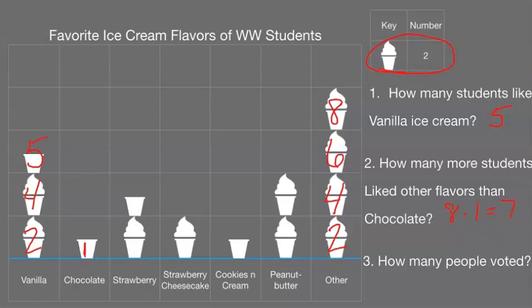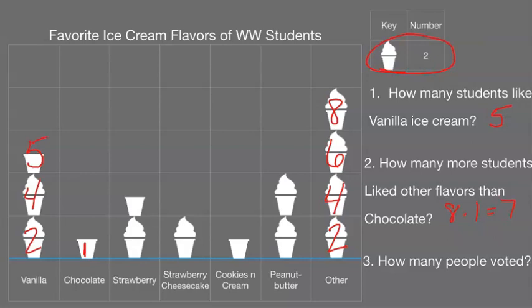And I know looking at other, there's 8 people who voted there. I know looking at my vanilla, there's 5 people that voted there. I see chocolate has 1. So I'm just going to have to figure out how many people voted in each category and add them all up. Or I could count up all the ice cream cones because it doesn't matter what flavors they are.